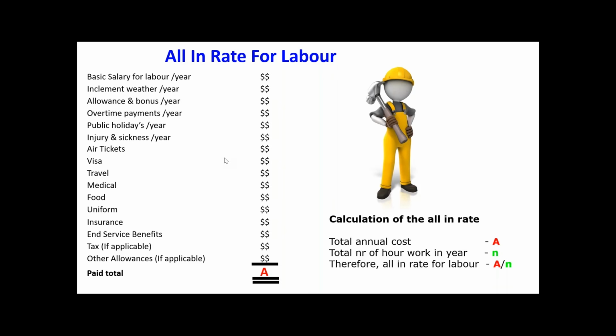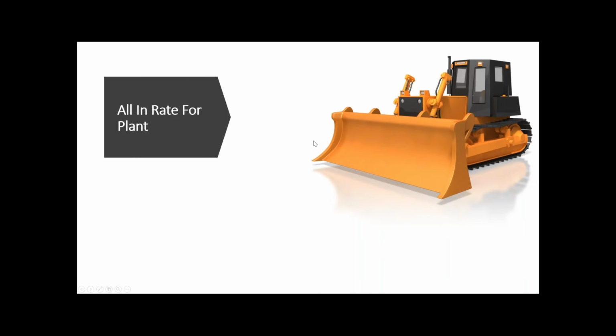You have to apply for the visa, there are processes. So these are all costs for us. Okay, now the all-in rate for a plant, how do we calculate it? There are two ways. The plant can be calculated by hiring a plant, how much we are going to pay, and by purchasing the plant, how much we are going to pay. So there are two ways.